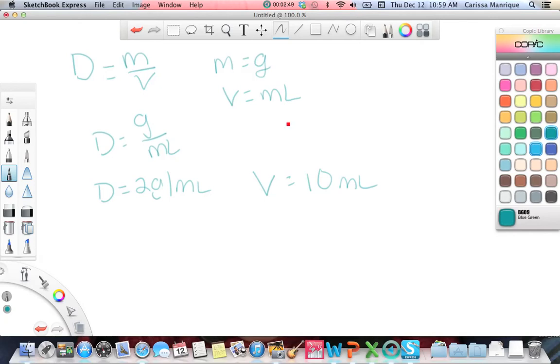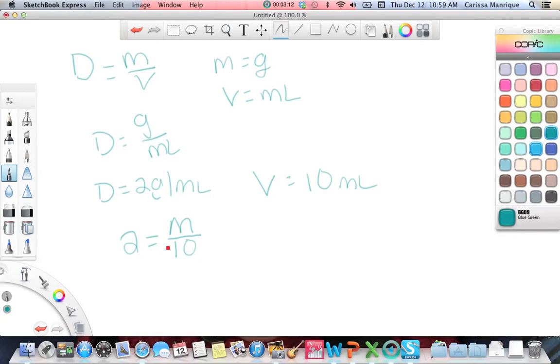So here's our formula. Density equals to mass per volume. So we have density, we know equals to 2. So we have 2 equals to our mass. We don't know our mass, so I'm just going to put an M. And our volume, I said equals to 10. Okay?